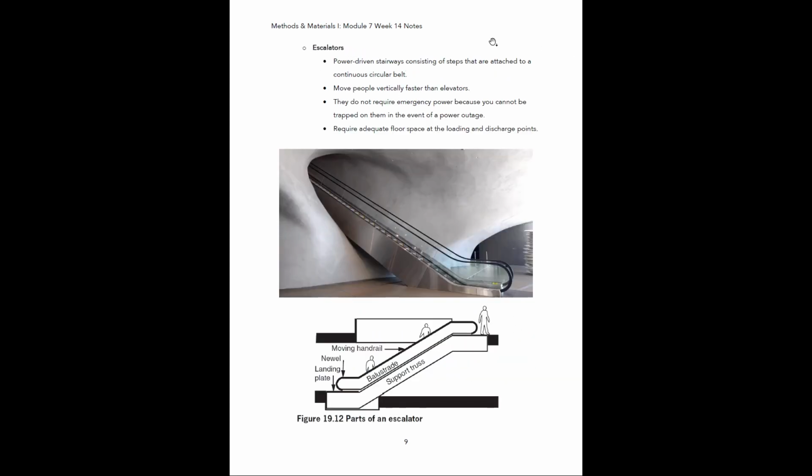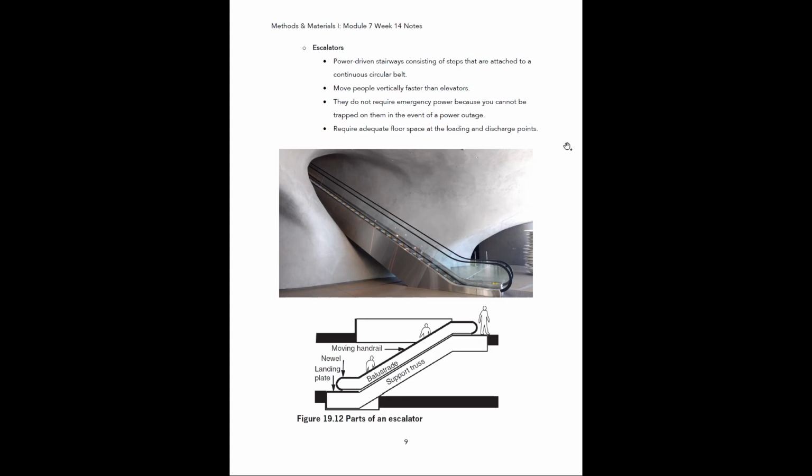All right, next we're going to talk about escalators. Escalators are power-driven stairways consisting of steps that are attached to a continuous circular belt. These move people vertically faster than elevators. They do not require emergency power because in the event of a power outage or emergency, you can't actually be trapped on these, just because they function like regular stairs. So if they stop moving, you can easily just walk up or down them to get off of them.